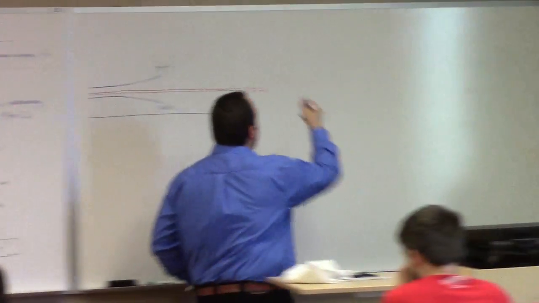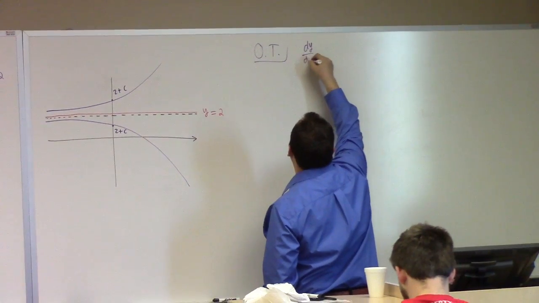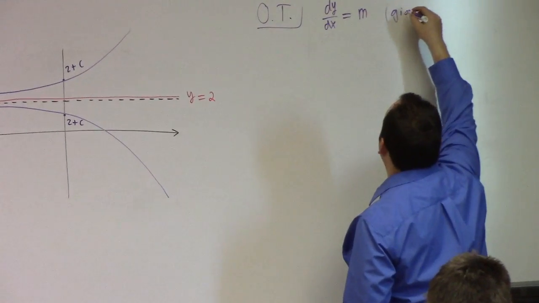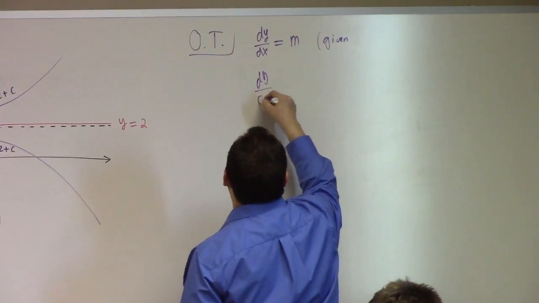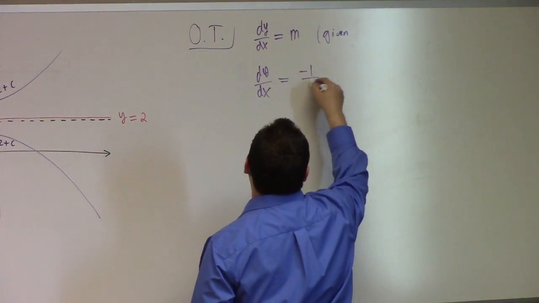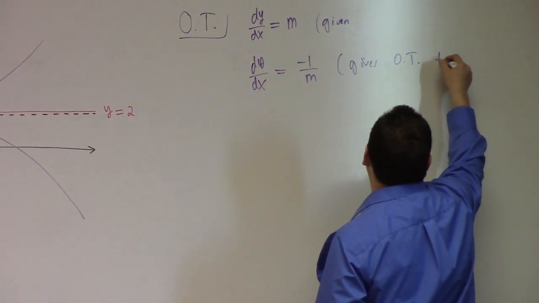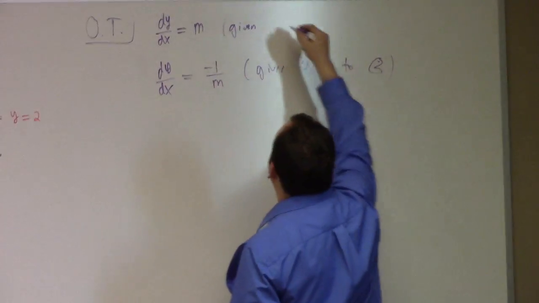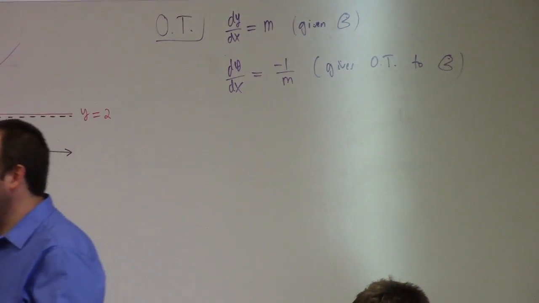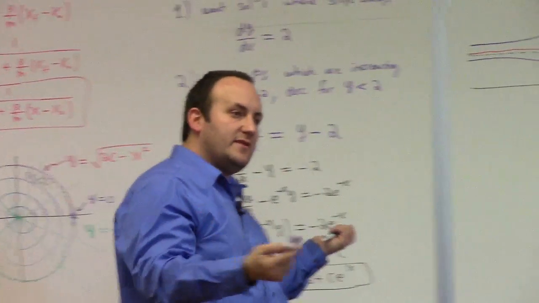So what you want for orthogonal trajectories is, if you have dy/dx equal to m, if that's given, then dy/dx for the orthogonal trajectory is what? Minus 1 over m, right? This will give the orthogonal trajectories to, I need to give it a name, let me call it Pac-Man. So the orthogonal trajectories to the Pac-Man is, you just do minus 1 over the slope, whatever it is, right?